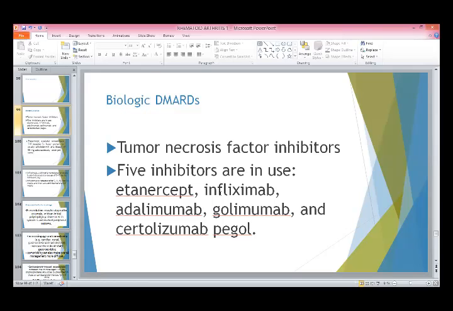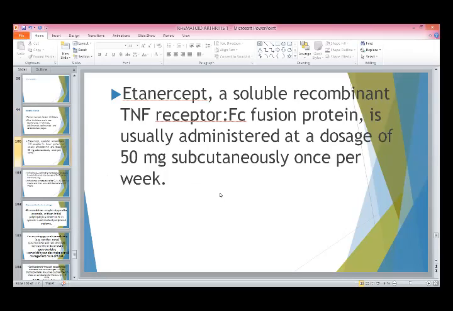Then biological DMARDs, then tumor necrosis factor inhibitors. There are 5 medicines in this group, but the most commonly used is etanercept, a soluble recombinant TNF receptor, usually administered at a dose of 50 milligrams subcutaneously weekly. The dose is 50 milligram subcutaneously weekly.